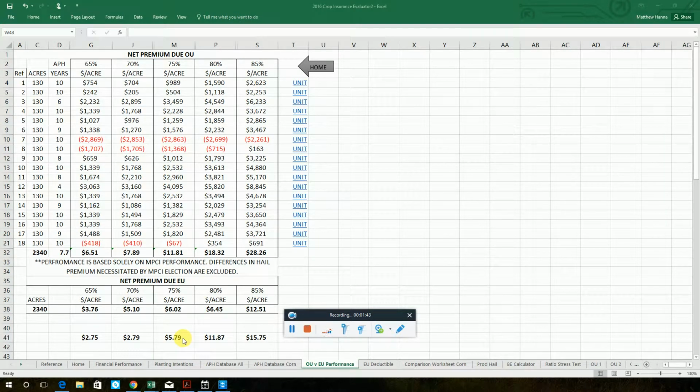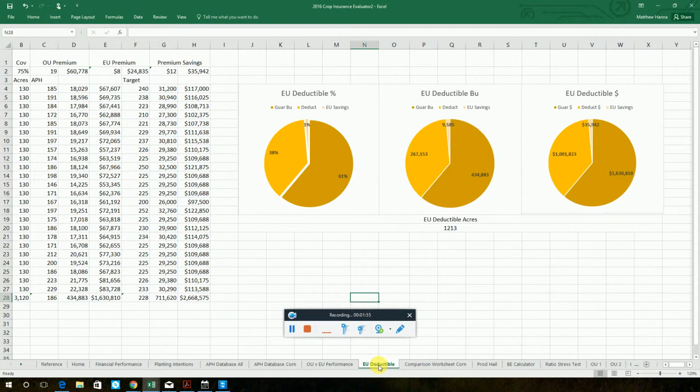Okay, so now at the end of this, depending on what your farm looks like, you may or may not be sold on an enterprise unit. And I'm okay with enterprise units. I don't have any problem with them, but I think it's really important you understand what you're buying. And that's what we're going to talk about today. We're going to talk about this enterprise unit deductible.